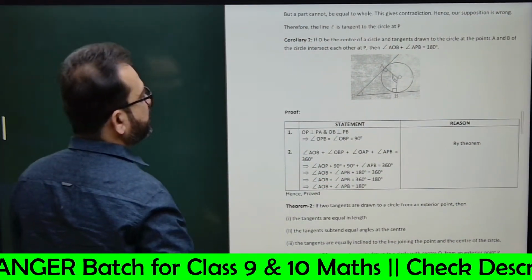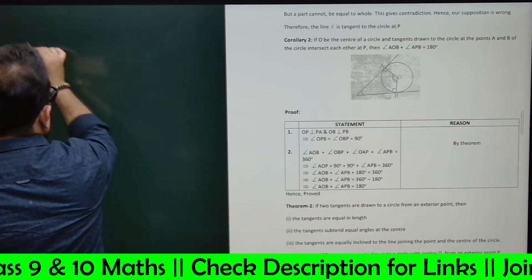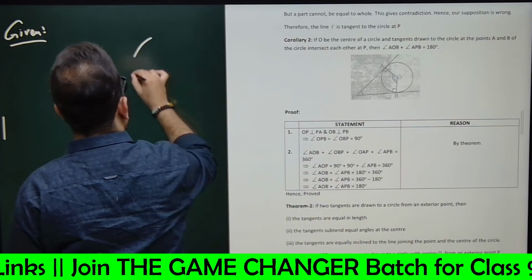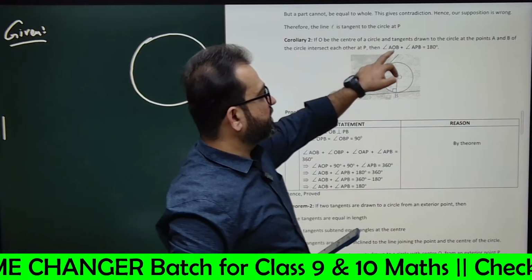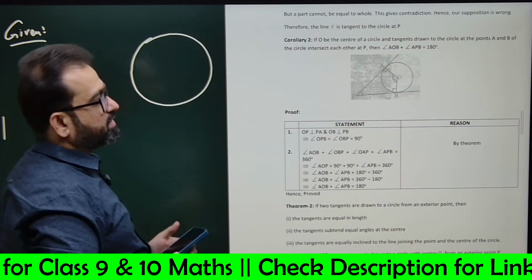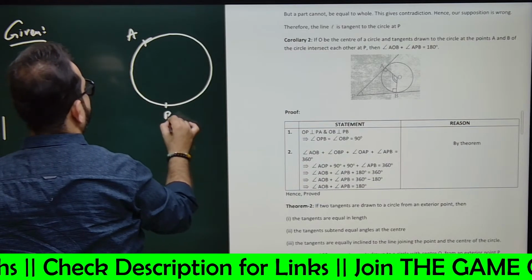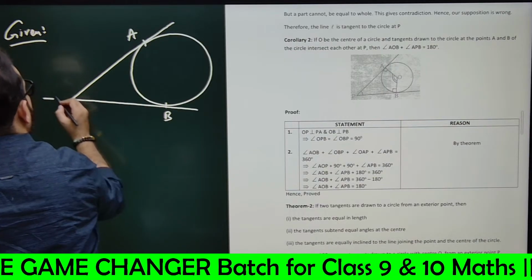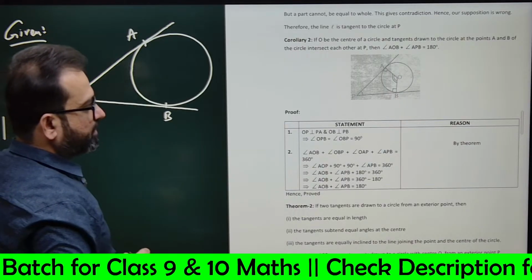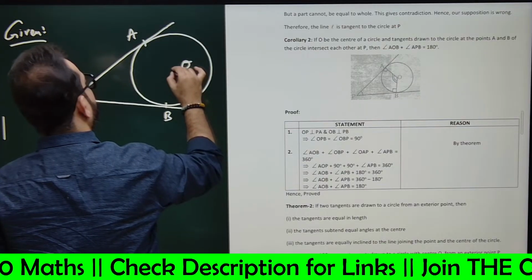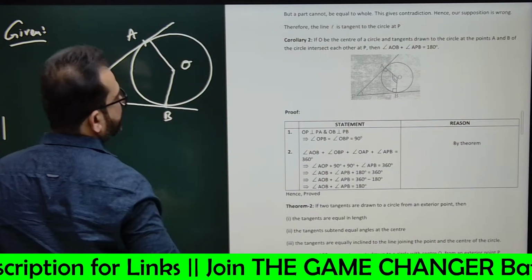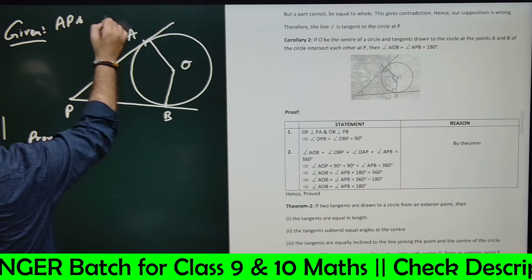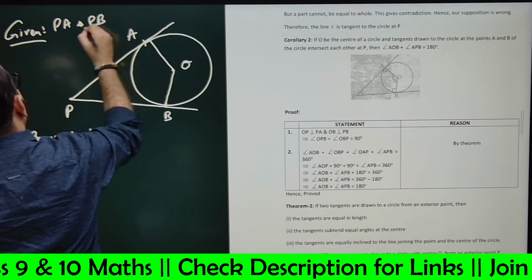If O is the center of a circle, there's a circle given. O is the center of a circle and tangents drawn to the circle at the points A and B of the circle intersect each other at P. Let's say these are two points A and B. Tangents are drawn like this and they are intersecting at a point P. Now from the center O, if you join these points, prove that. Given is what? PA and PB are tangents.